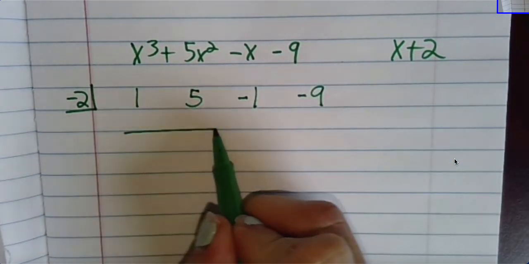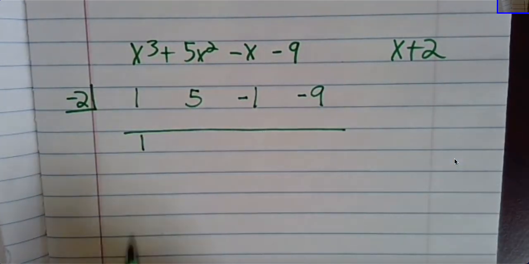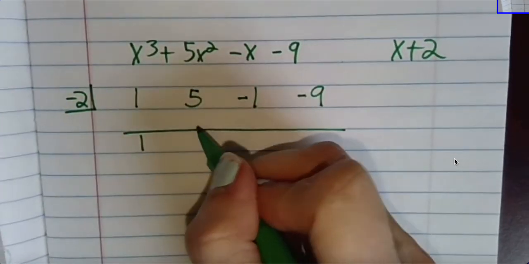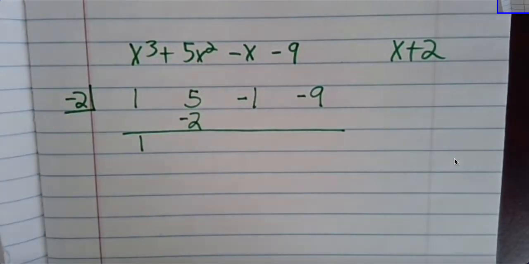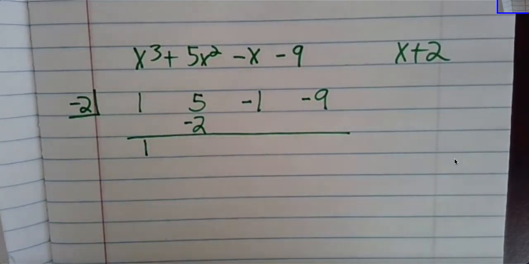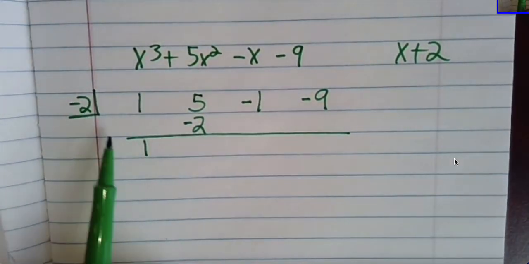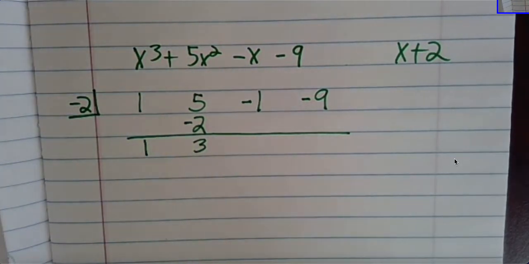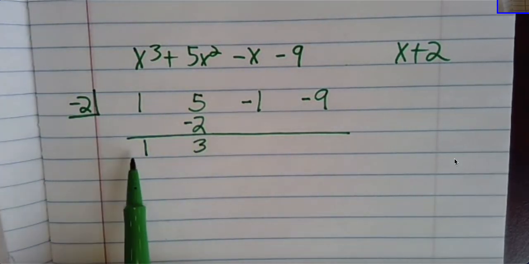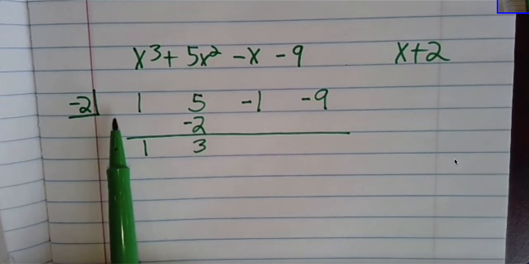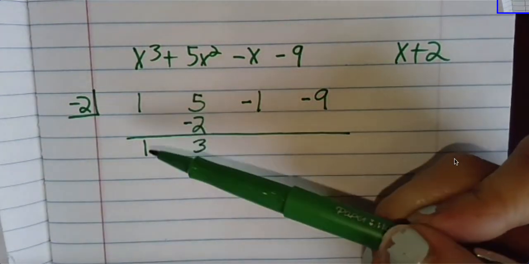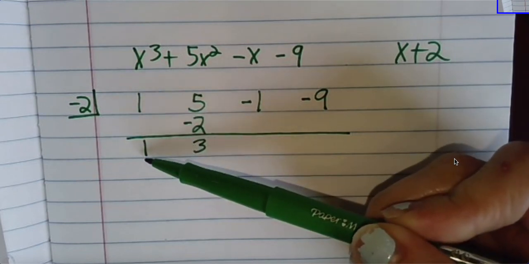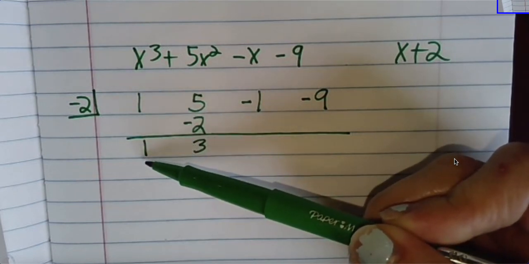And you always bring your first one down. What's negative 2 times 1? Negative 2. And you add. Remember, this is weird because you add them. Any questions? I've got people going everywhere. Okay, listen. You bring down your 1. You always bring down the first thing. You have to bring it down.